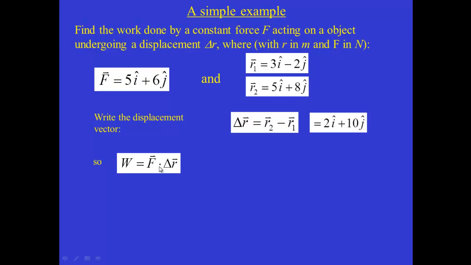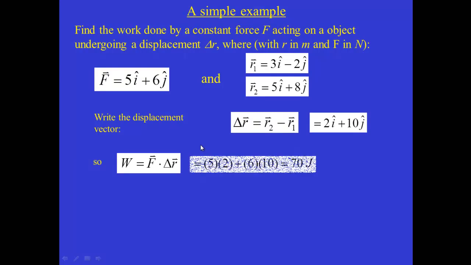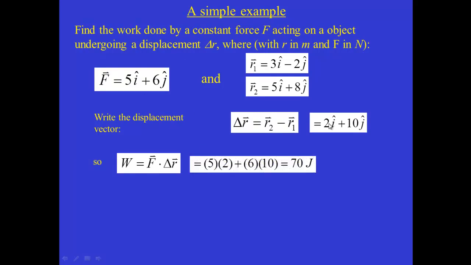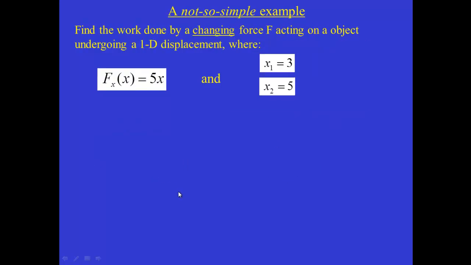So now we just do W, the work is F dot delta r. We take the dot product of F and delta r, and it's just the products of the components. So it's 5 times 2, those are the x components, plus 6 times 10. So we get 10 plus 60, which is 70. And the units of work, if force is in newtons and displacement is in meters, are newton meters or joules. So that's how much work is done.